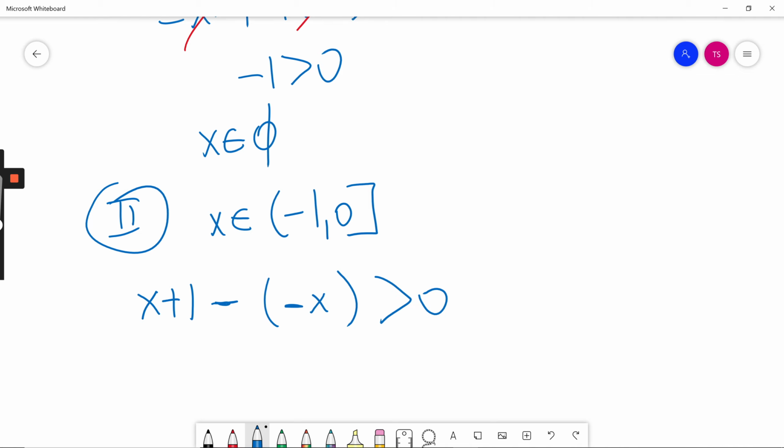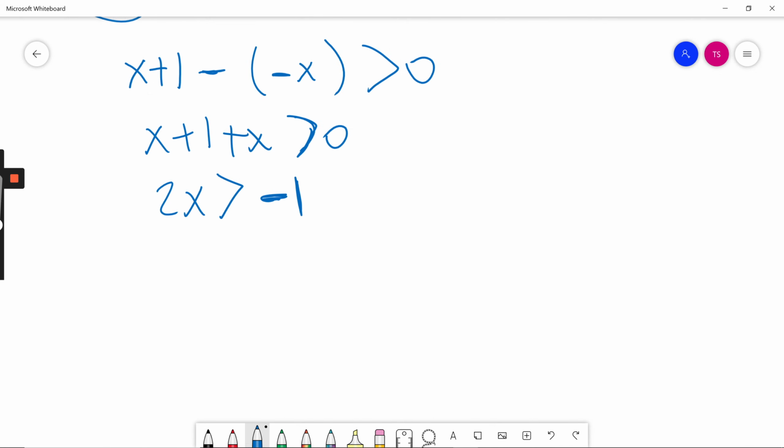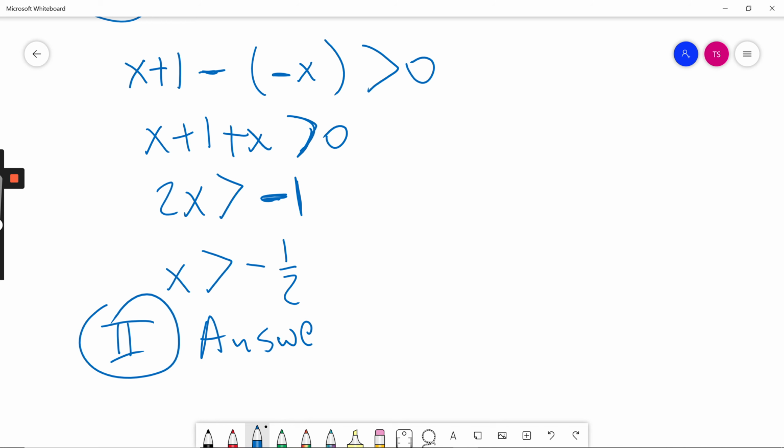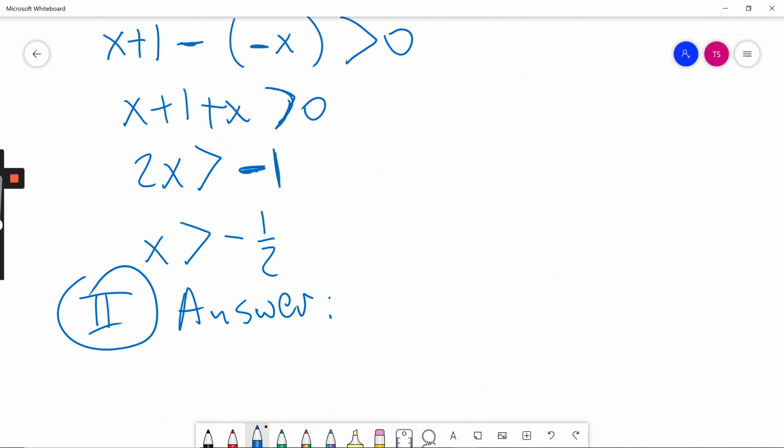So I have this inequality now. So this becomes x plus 1 plus x more than 0. So 2x will be more than, I'll put minus 1 on both sides, so minus 1 here. When I divide both sides by 2, x will be more than minus 1/2. So the answer in interval 2: the domain of interval 2 was just from minus 1 to 0 closed, and more than minus 1/2, so x belongs to negative 1/2 to 0.